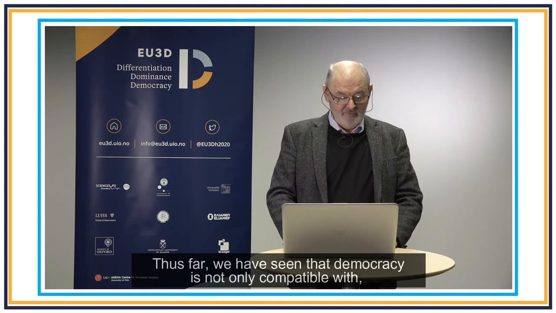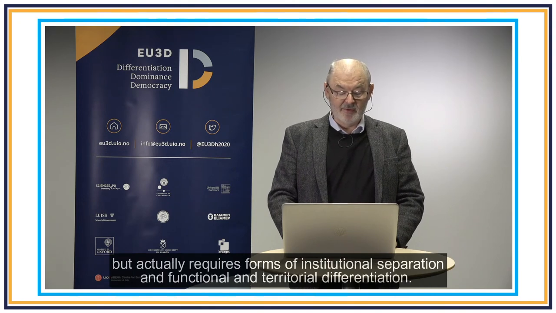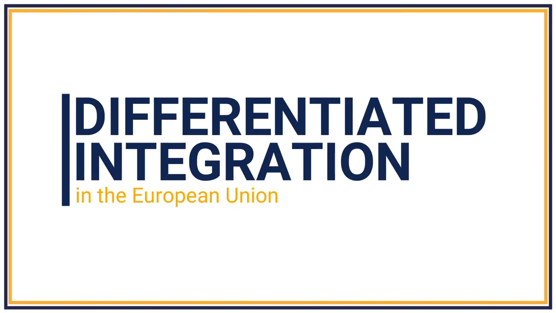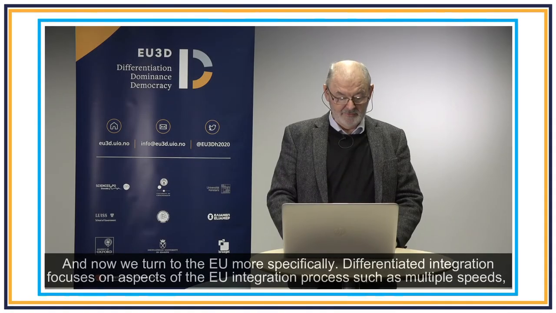Thus far, we have seen that democracy is not only compatible with, but actually requires forms of institutional separation and functional and territorial differentiation. And now we turn to the EU, more specifically.